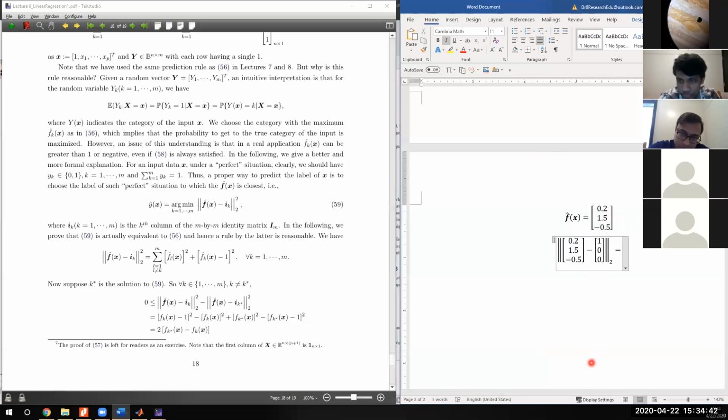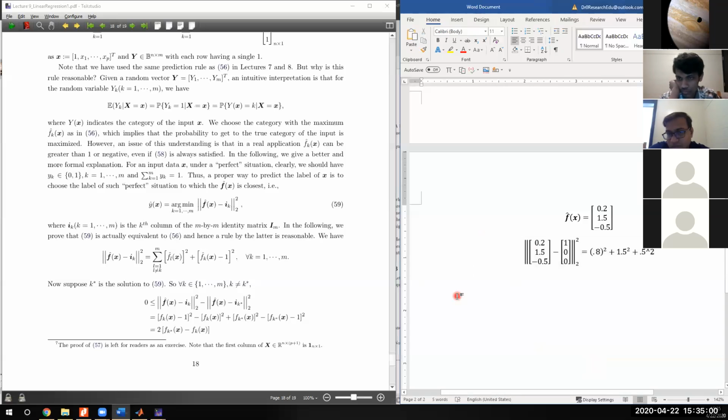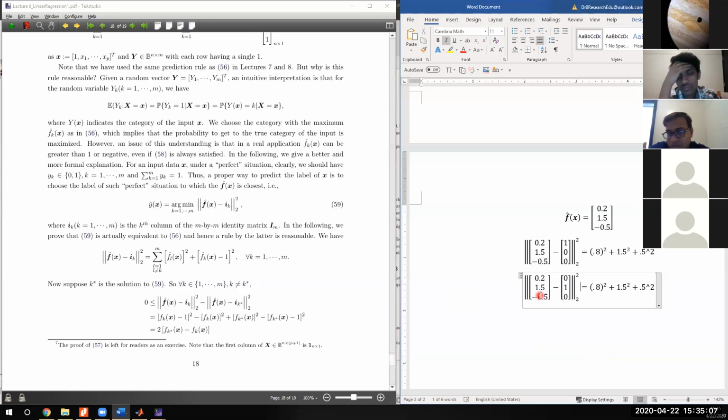Let's make it a square, to make my life easier. So this is going to be 0.8 squared plus 1.5 squared plus 0.5 squared. Who cares what it is? And then let's have a look at the second thing. I'm going to compare this one with 0, 1, 0. This is clearly smaller, 0.5 squared and 0.5 squared. You can clearly see this one is smaller than this one.